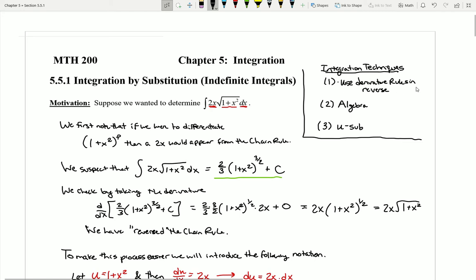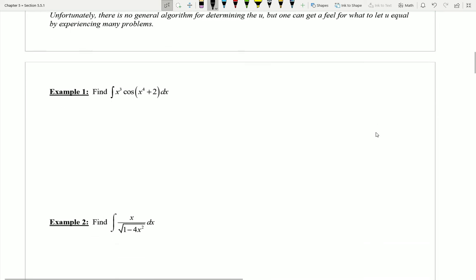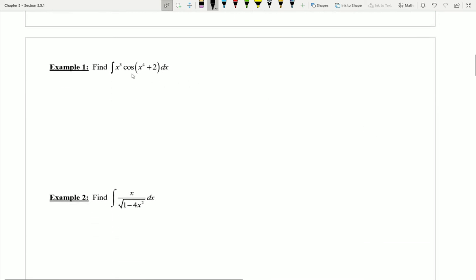I should always be checking first to see, is this a derivative rule that I already know from earlier in the semester? Or can I use any algebra to try to simplify this? And if I can't do one of those, then maybe coming to the idea of a u sub is a good option. So let's take a look. Is this a derivative rule that we learned earlier this semester?